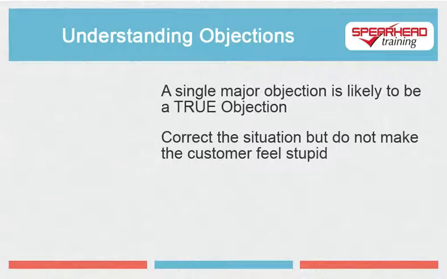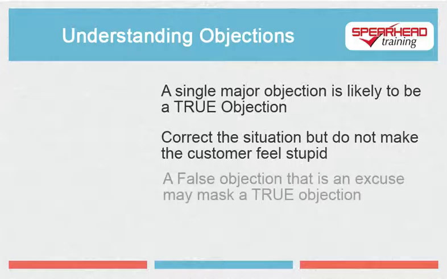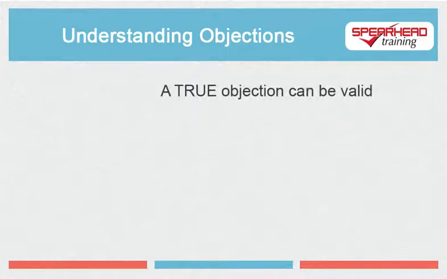If a false objection is not the result of a misunderstanding, but appears to be just an excuse for not agreeing to your proposal, then it may be masking a true objection, which for some reason the customer doesn't want to admit. You should keep trying to uncover the underlying real and true objection. A true objection may be quite valid.